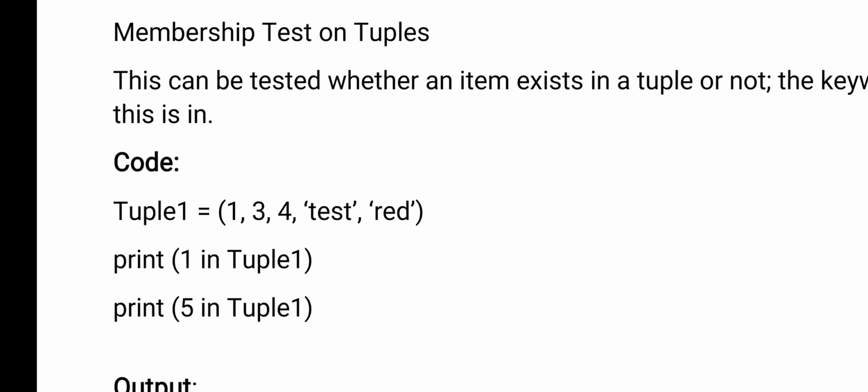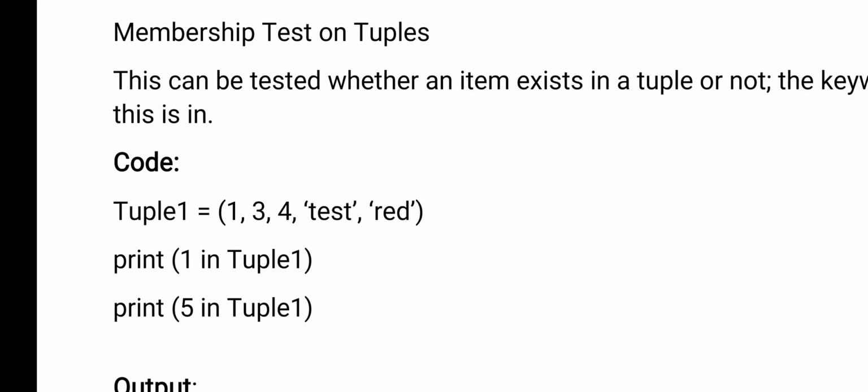Now the next one is membership. Membership means we check whether the element is there in the tuple or not. In and not in are both membership operators. If it is an in, whatever element you are searching, it will check whether that element is there in the tuple or not. If it is there in that tuple, you will get a true. If it is not there, then you will get false.